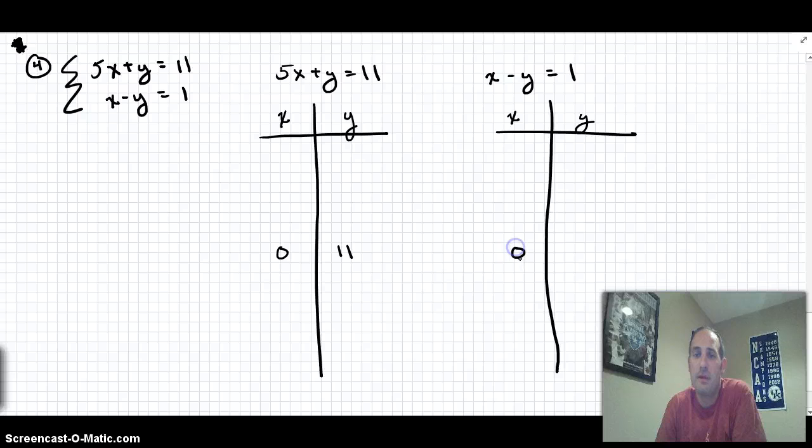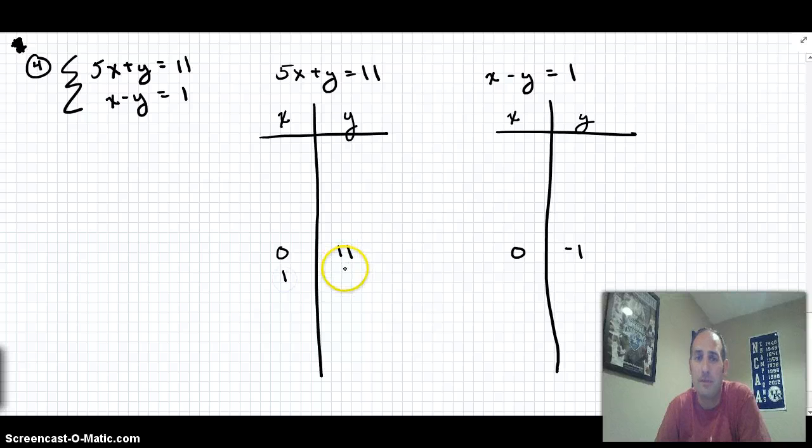If I went to the other one and made x equal 0, I would have 0 minus y equals 1. Well, in order to make that true, y would have to be negative 1. So those don't match, and since they don't match, I would say those are like 12 apart from each other, the y values, even though the x values match. So that's not our solution.